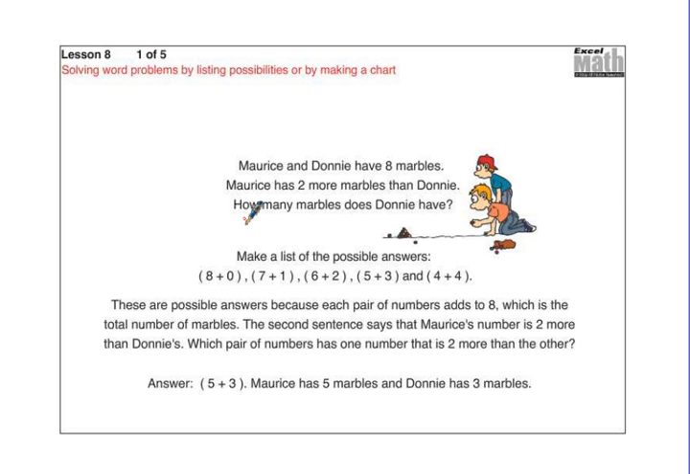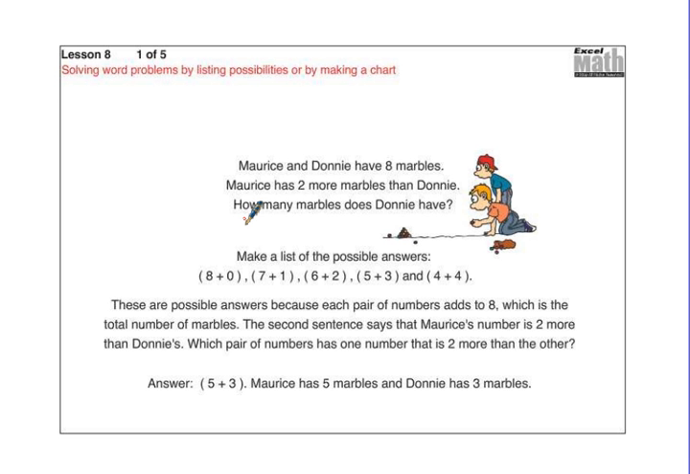This is 6th grade Excel, lesson number 8, solving word problems by listing possibilities or making a chart. And these are some pretty tricky word problems. Unless you've done Excel before, you probably are not going to know how to solve these. You're going to want to watch this real carefully. If you did Excel last year, then this will probably be a review for you.